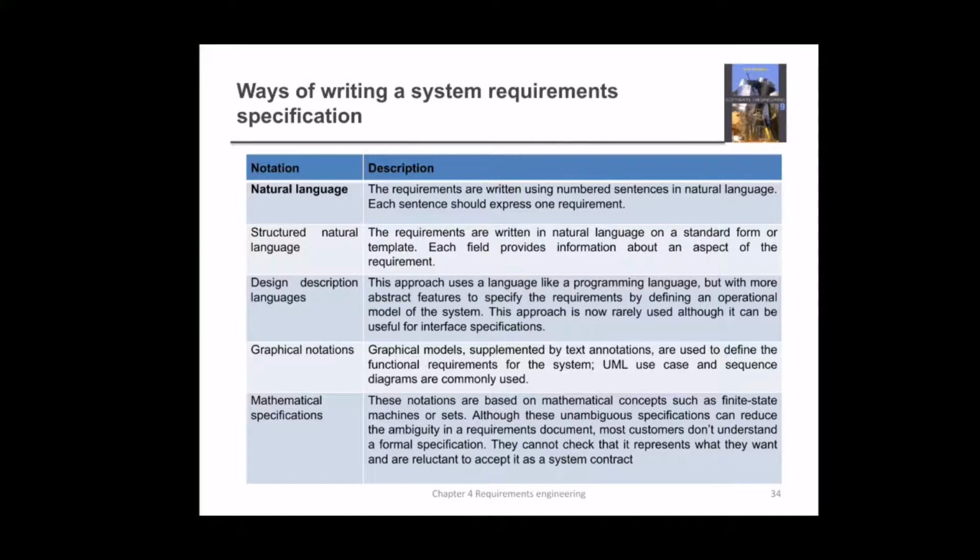But although these unambiguous specifications can reduce the ambiguity in a requirement document, most customers don't understand the formal specification. The customers cannot understand, but the designers are going to understand these mathematical specifications. Customers cannot check that it represents what they want and are reluctant to accept it as a system contract. Like I said, the customers cannot understand this mathematical specification, so they will not accept this as a contract. This is also possible.